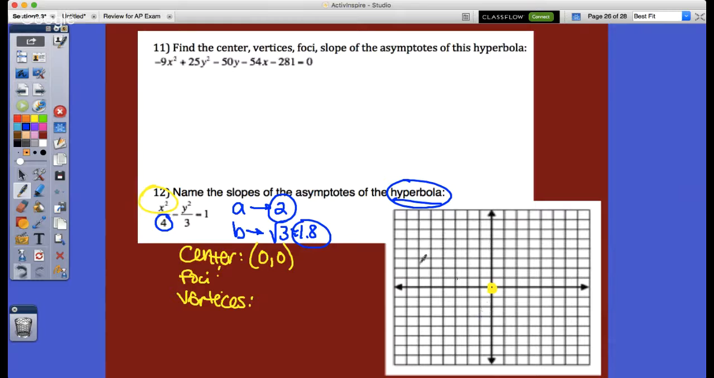So what we want to do here is, because the 2 is underneath X, which is the larger value, we're going to move 2 to the left and 2 to the right, okay? And B is 1.8 and 1.8. And since it's underneath Y, that's why we move it that way. So we've got our value right here.